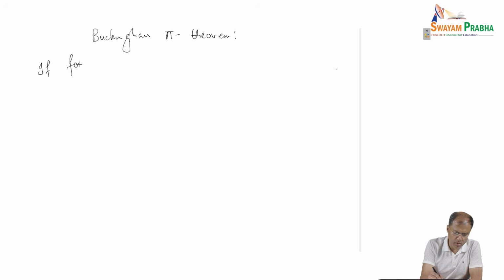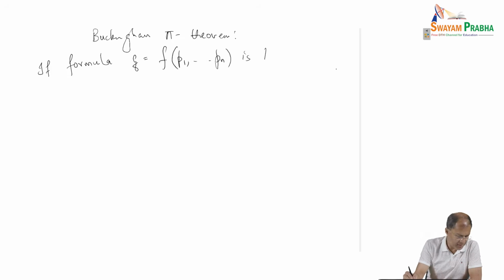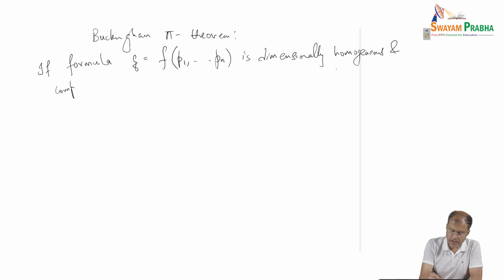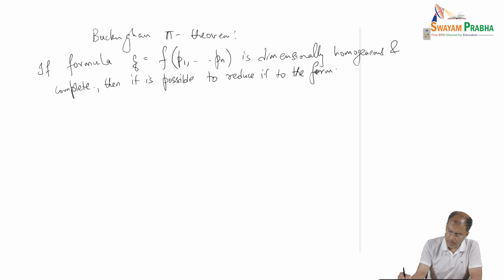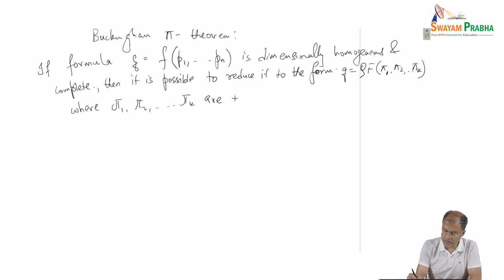It says that if we have a formula, if q is a function of the other variables p1, p2, pn, and is dimensionally homogeneous and complete, then it is possible to reduce it to the form q is equal to capital Q f of pi 1, pi 2, pi k, where pi 1, pi 2, pi k are independent dimensionless groups.